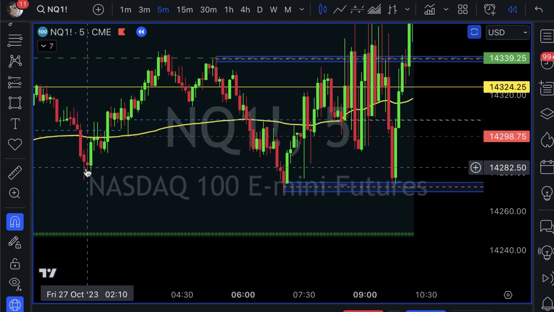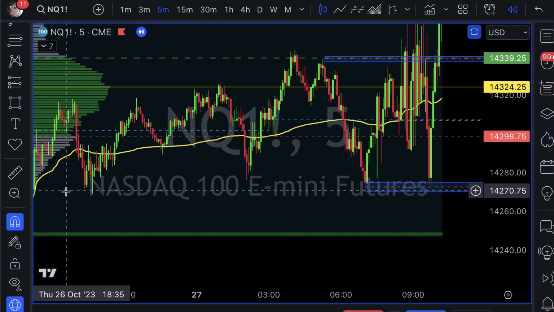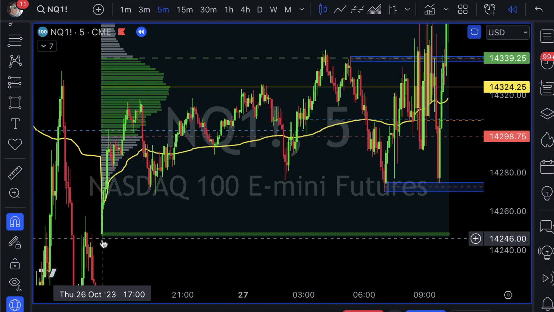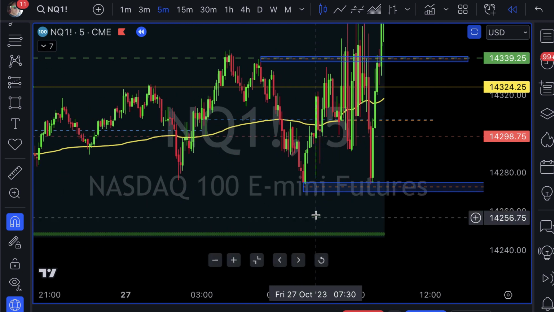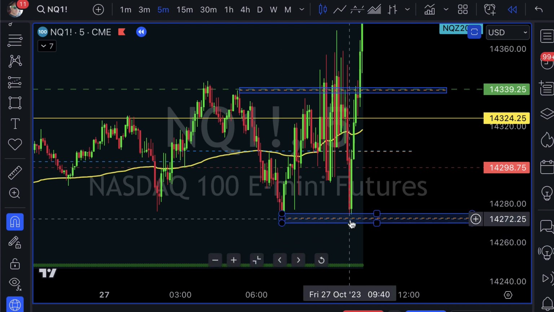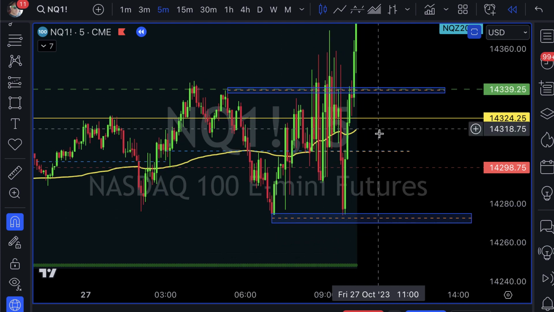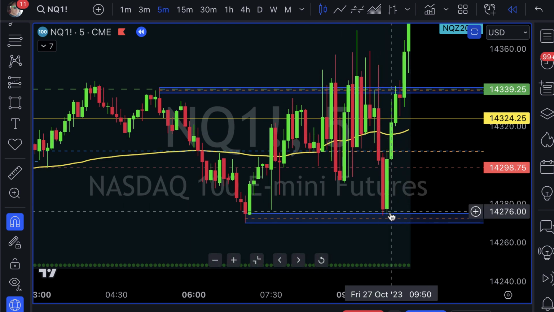It took out this overnight low here, but this one had not got tested, which was even later. We got another overnight low way down here. So all this was on the shelves to be taken. Came down, tested, and took out. But you would have had to wait an hour and 10 minutes for that entry.